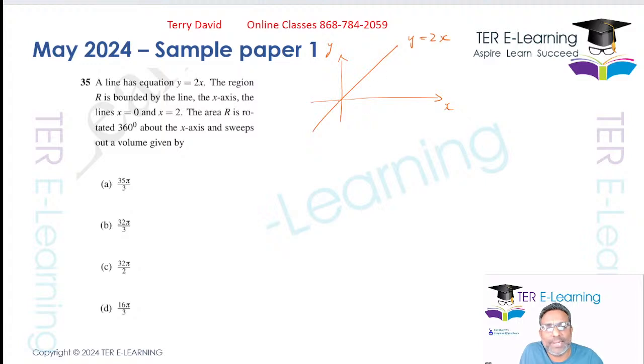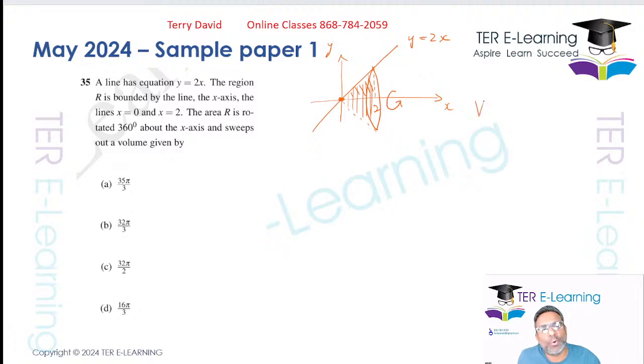Now they are saying that between 0 and 2, so let's say this is 2 here, so this region here is the region we're talking about. Now we're taking that region R and rotating it 360 degrees about the x-axis. So you're rotating this way here. When you rotate that, you're going to sweep out this volume here, which, based on what we have here, is going to be a cone. This is actually a cone that you're sweeping out.